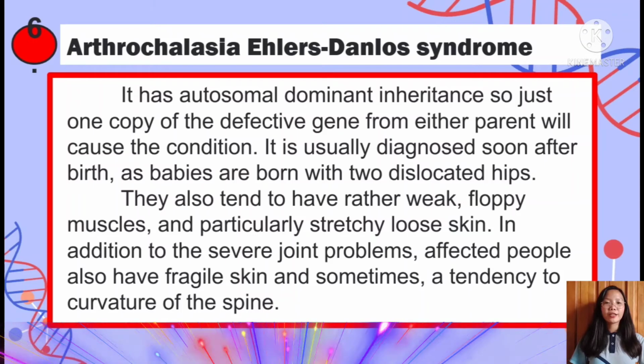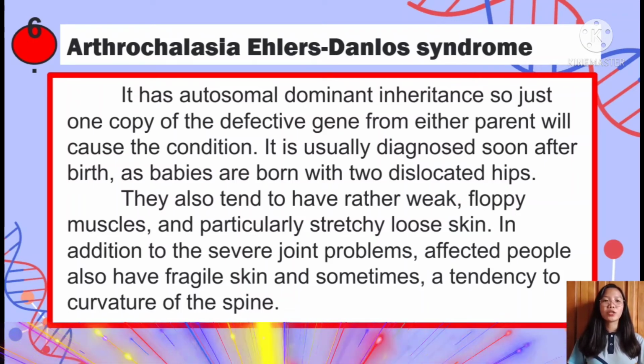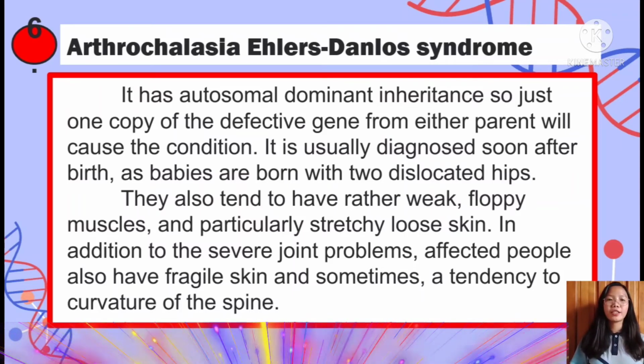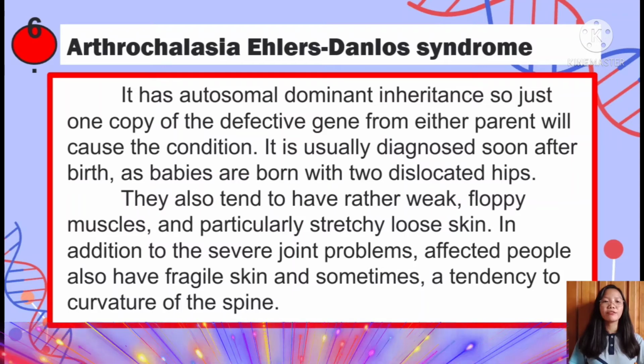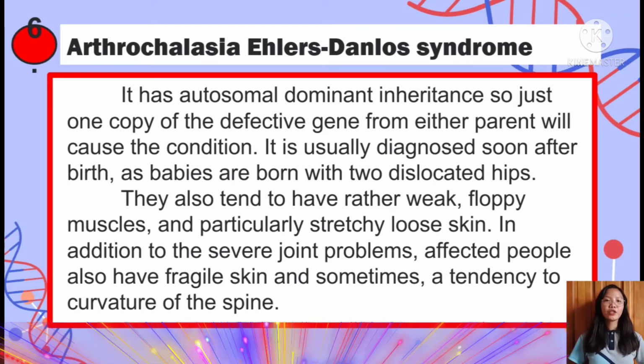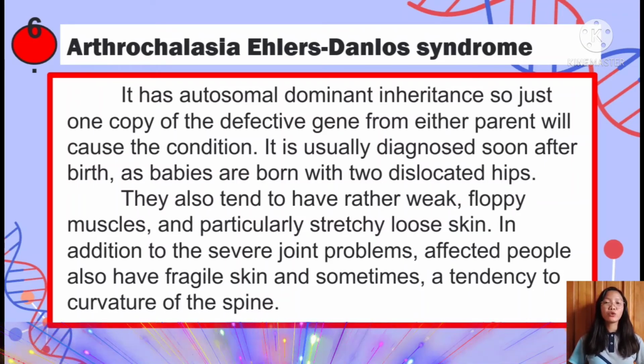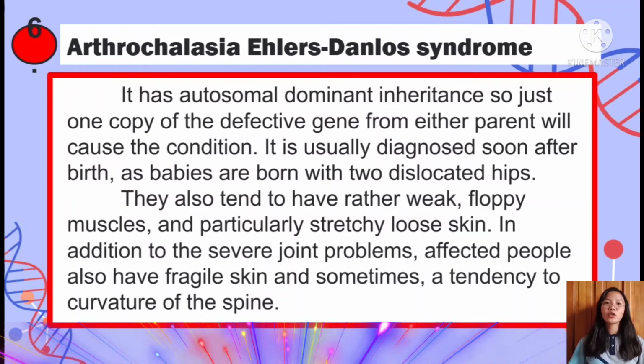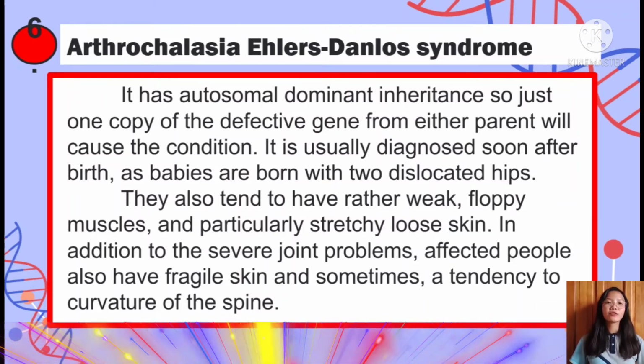Sixth is the arthrochalasia Ehlers-Danlos Syndrome. It is a very rare, severe type of EDS in which the joints are very much looser than they should be. It has autosomal dominant inheritance, so just one copy of the defective gene from either parent will cause the condition. It is usually diagnosed soon after birth, as the babies are born with two dislocated hips. They also tend to have rather weak, floppy muscles and particularly stretchy, loose skin. Only around 30 cases have ever been described.